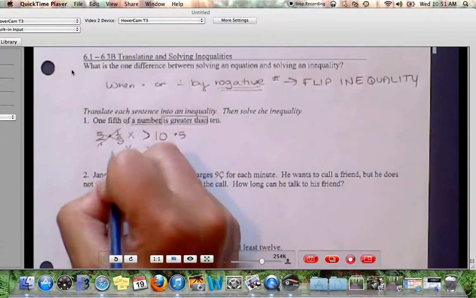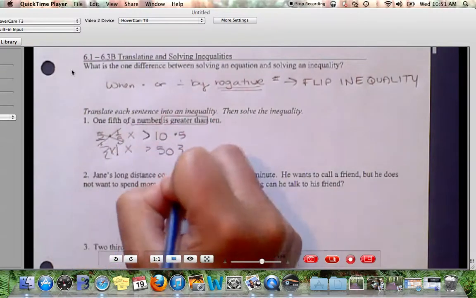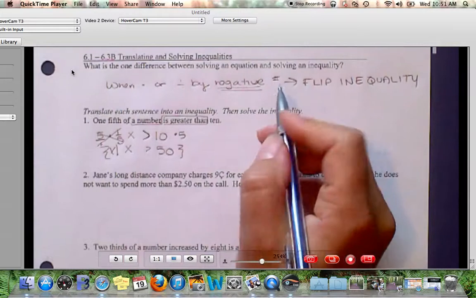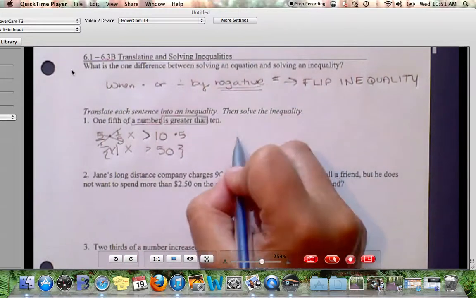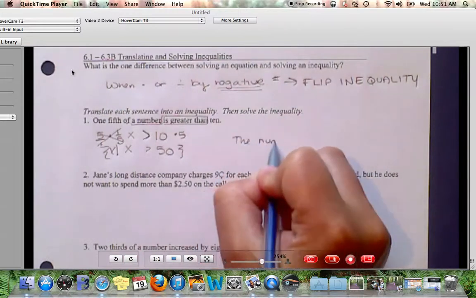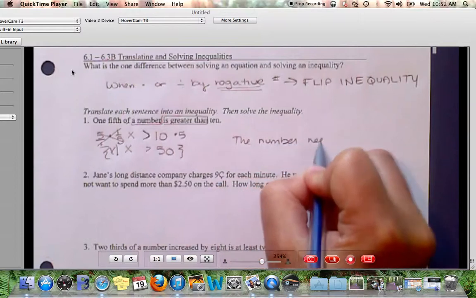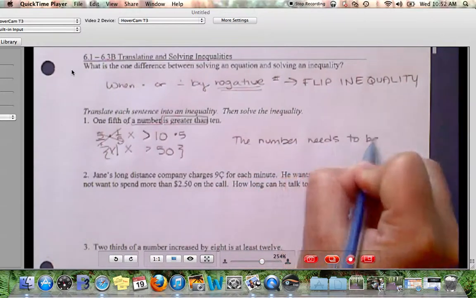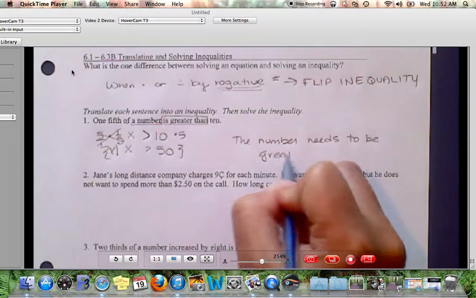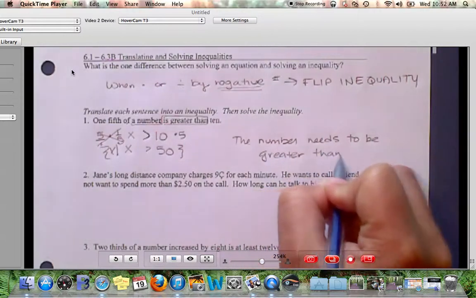And we'll put that in set notation. Now technically these are word problems, so you should say the number needs to be greater than 50.